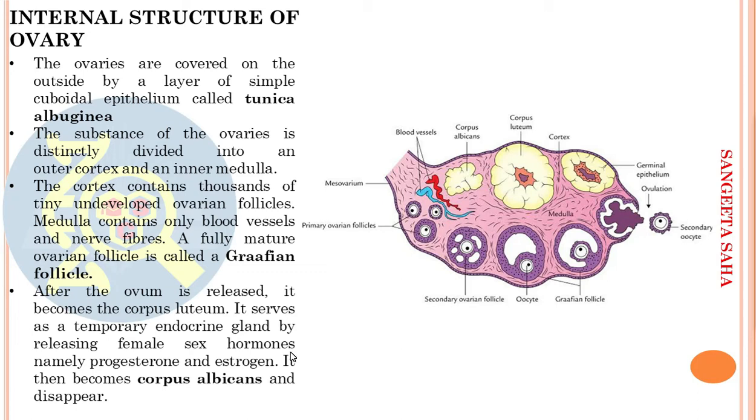After this Graafian follicle gets matured, for the next stage it will rupture, and because of this rupturing, the secondary oocyte will get released. And this secondary oocyte, if you see carefully, is still surrounded by the cells known as the discus proligerus, which I have already discussed while teaching the internal structure of the Graafian follicle. This process of releasing the secondary oocyte from the Graafian follicle is known as ovulation.